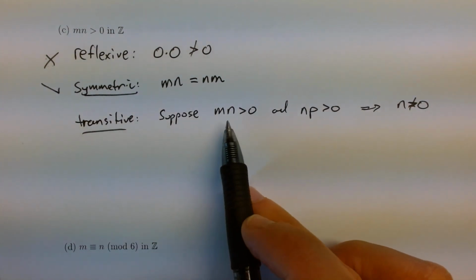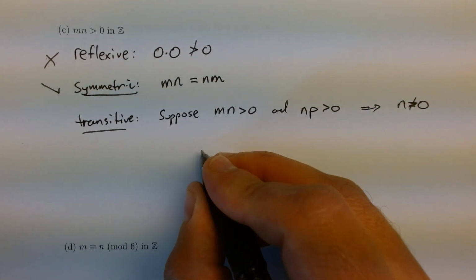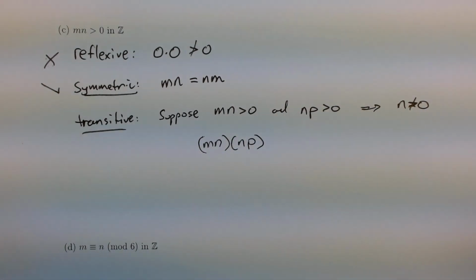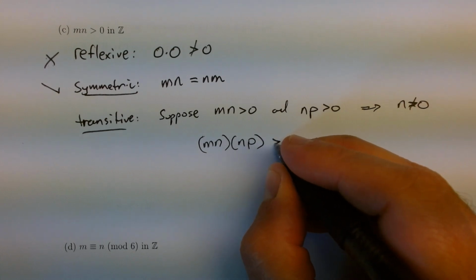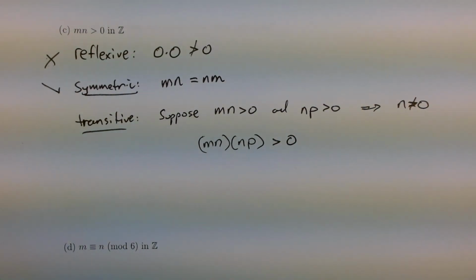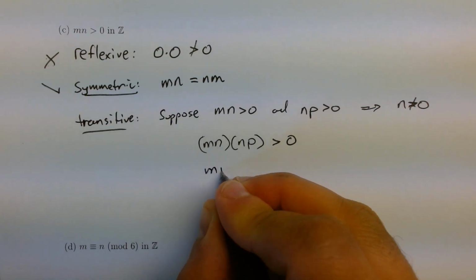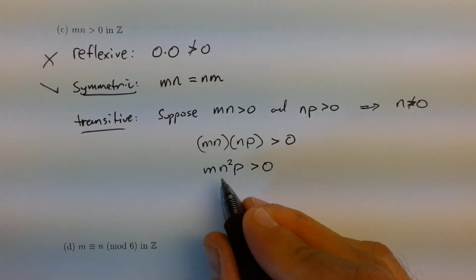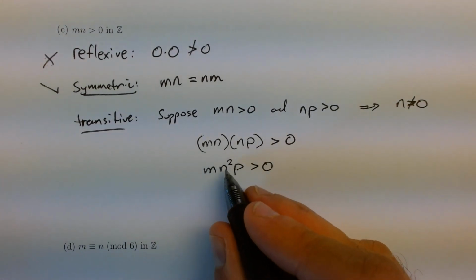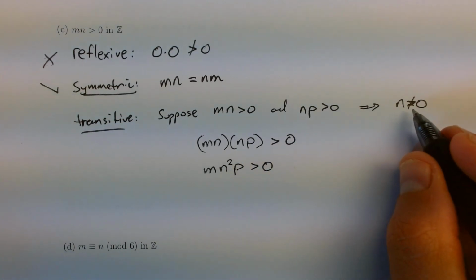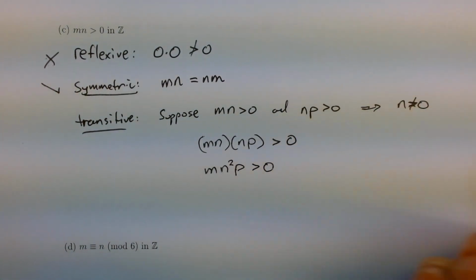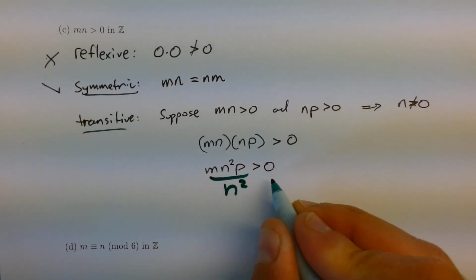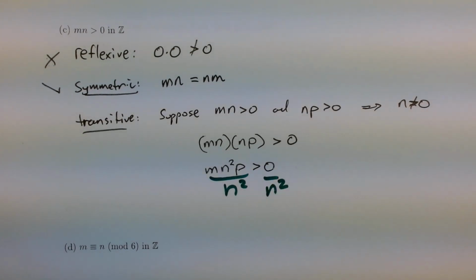So what I'm going to do is multiply these two together. If I take mn and multiply it by np, well, I'm supposing they're both positive, so the product of two positive numbers is again positive. And now I get m n squared p. And since n is not 0, I'm allowed to divide by n squared, which has to be a positive number. n could be a negative number, but when I square it, I get something positive. So I can divide both sides of my inequality by n squared and not change the direction of the inequality.